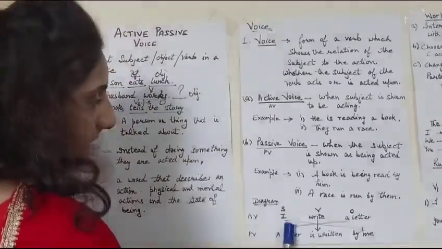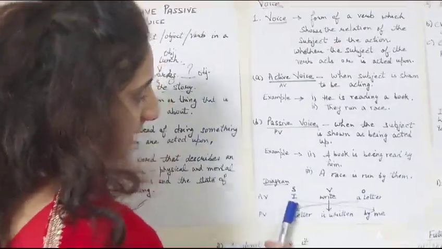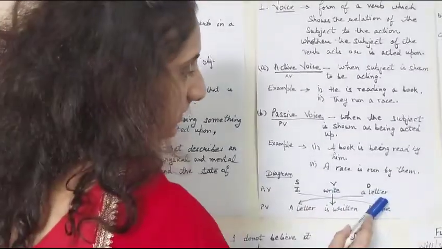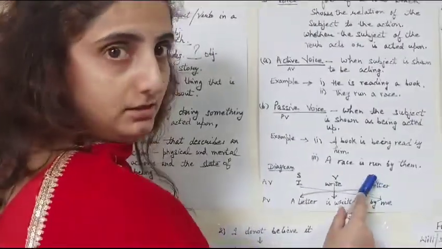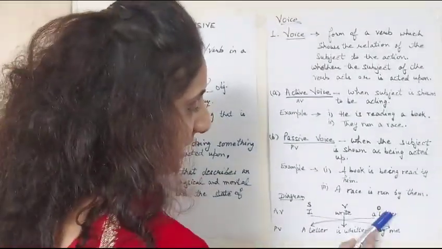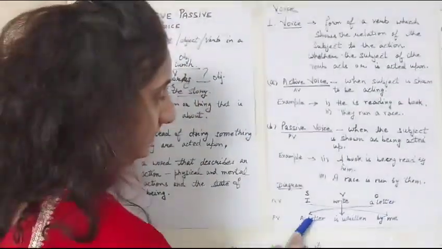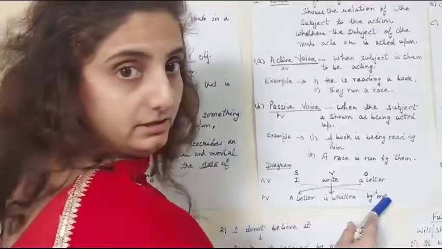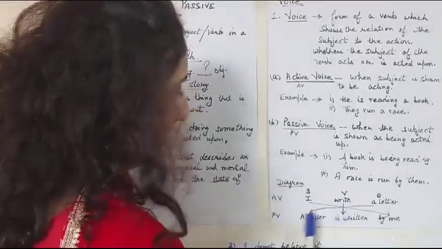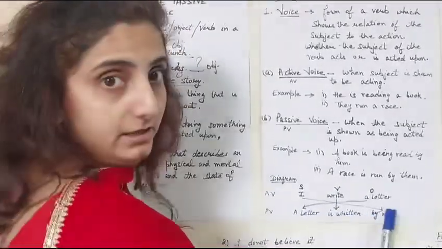We can see, I write a letter. I is the subject, write is the verb, and a letter is the object. So when it comes to the passive voice, the object becomes the subject, and the verb changes according to the rule. A letter is written by me.